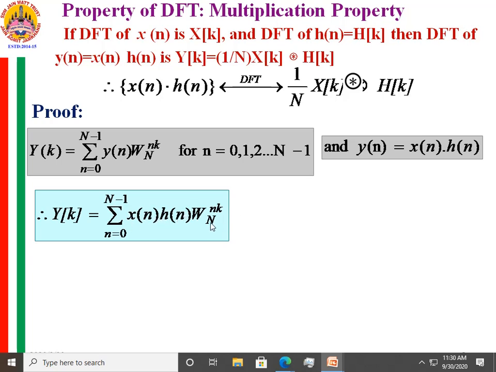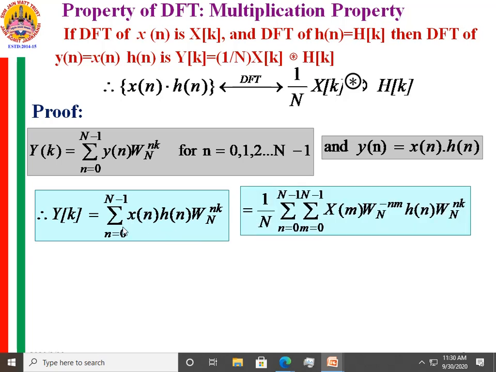Now, I will use the IDFT equation and I'll replace this x[n] with 1 by N summation m from 0 to N minus 1 X[m] W_N raised to minus nm. Now this m variable, I am using it to represent the frequency component of sequence x. Instead of using X[k], I am using X[m], m the frequency component, for the frequency domain transform of x[n].